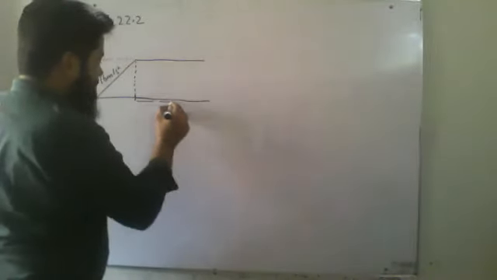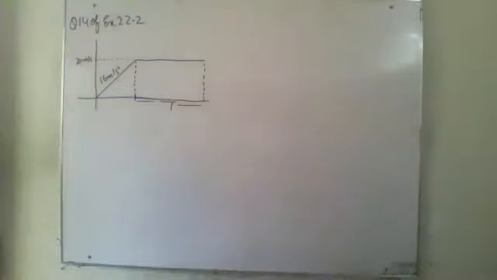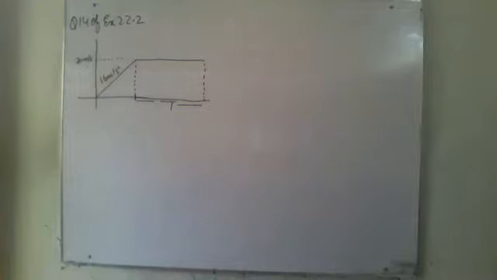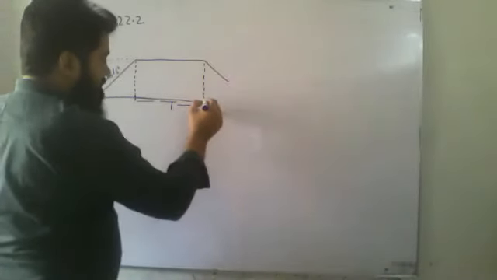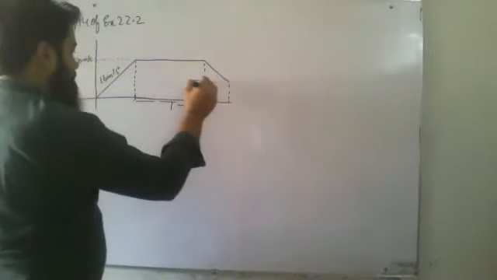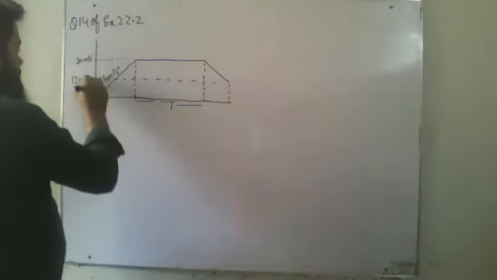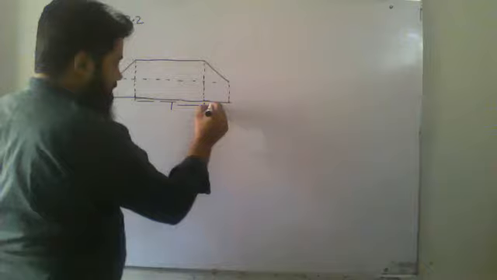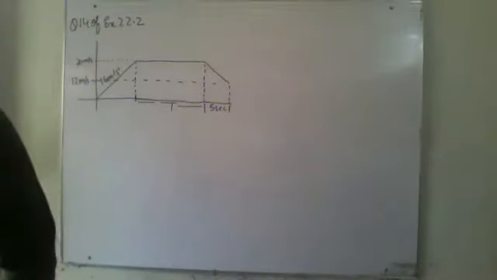For this whole time, it was moving with a constant speed of 20 meter per second before decelerating uniformly to a speed of 12 meter per second in a further 5 seconds. So in a further 5 seconds, it decelerates till 12 meter per second. That's your velocity time graph over here.